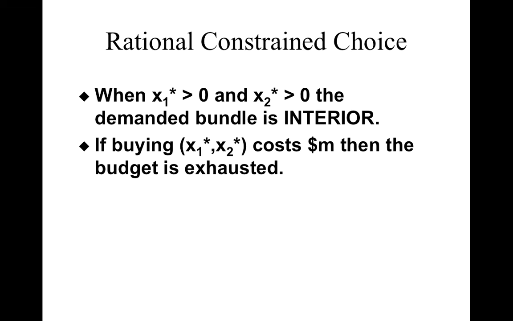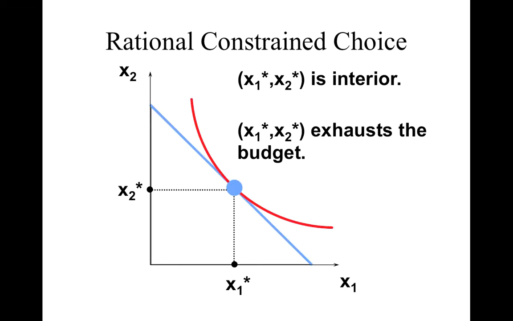When both x1 star and x2 star are positive, which means that the consumer buys a bundle in which both of these commodities are consumed in a positive amount, then we say that the demanded bundle is interior. For such a bundle, if it costs m dollars, then the budget is exhausted. So you can see that x1, x2 is interior. It basically means that there are positive amounts of both x1 star and x2 star. The second property is that it exhausts the budget. It's exactly on the budget constraint, and so it exhausts the budget.